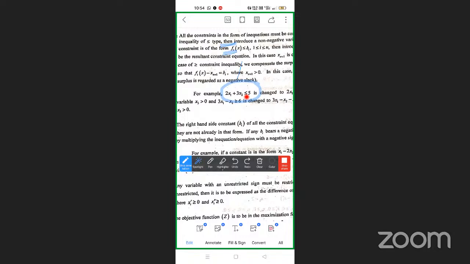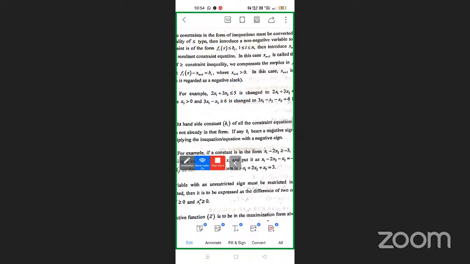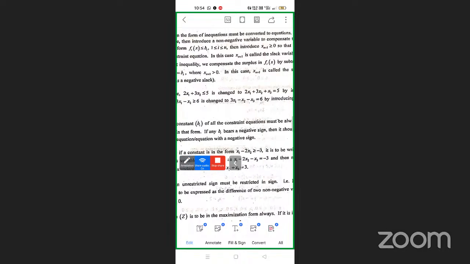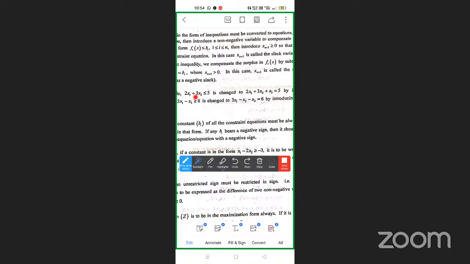So for example, 2x1 plus 3x2 less than or equal to 5 changes to 2x1 plus 3x2 plus x3 is equal to 5. Here, less than means this is smaller compared to 5. So that's why we are adding a variable, that is plus x3. This is called a slack variable. So we add something to the LHS and the inequality is converted to equality.